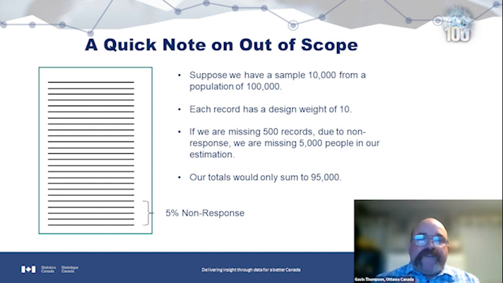But we're missing 500 records due to non-response. And if we are missing 500 records due to non-response, we'd be missing 5,000 people from our estimation. I said household, but obviously on this slide I'd said people. So then our total sum would only be 95,000. Okay, so we'd have 5% non-response.